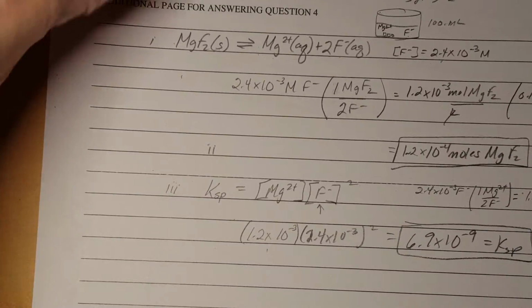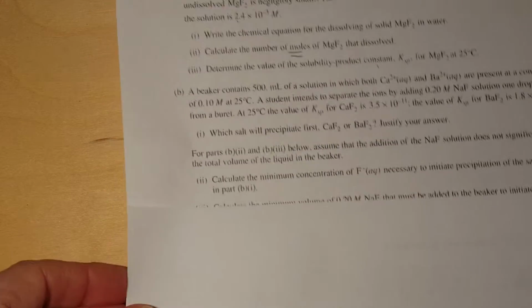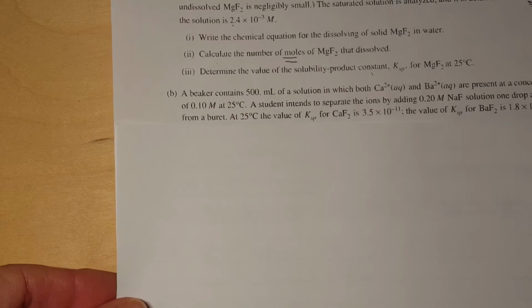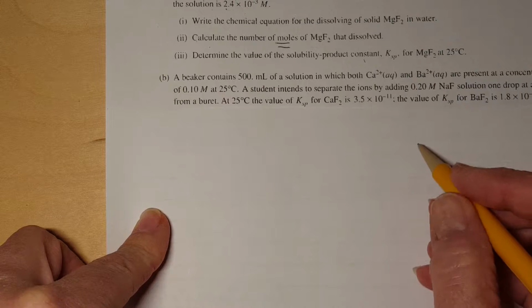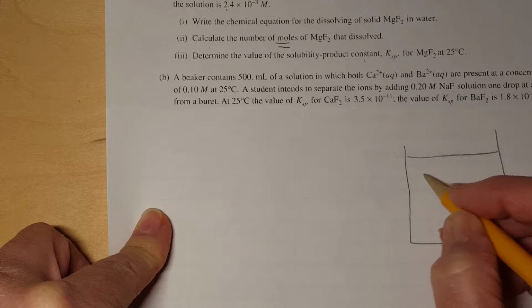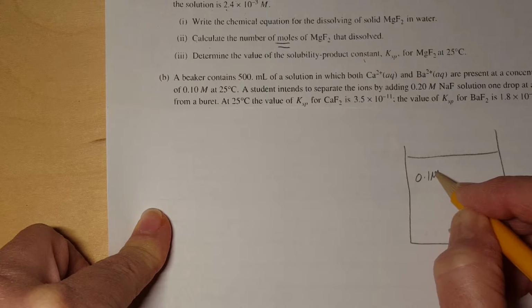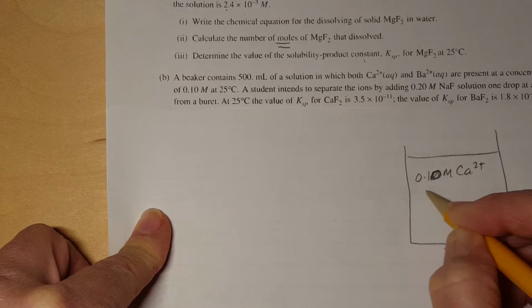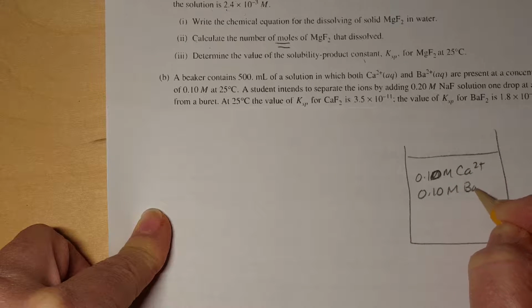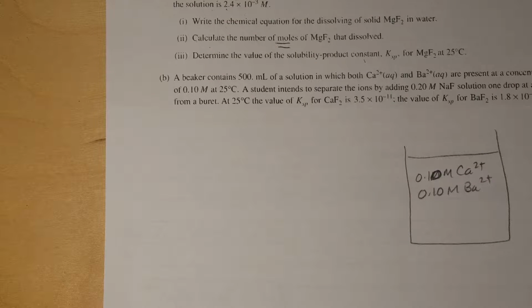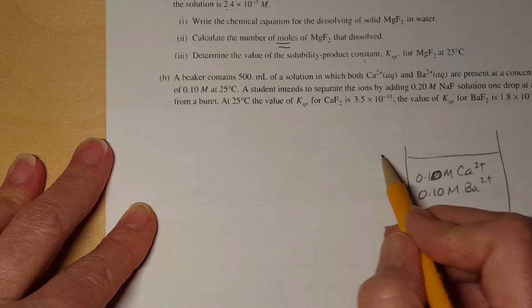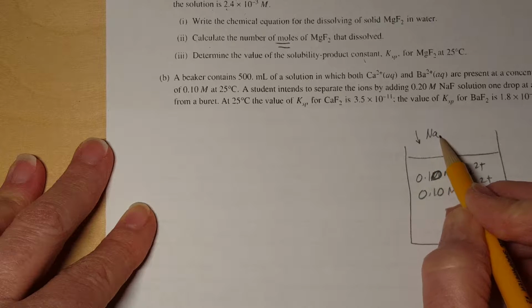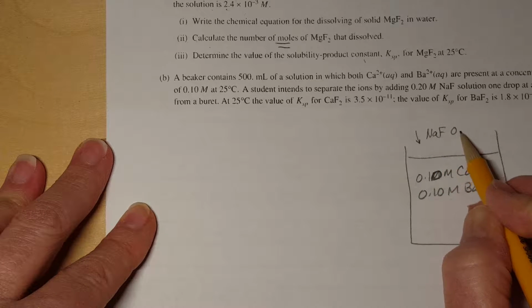Now, the second part of this question, and I think I'll turn it over so that we can see it. It says, part 2, a beaker contains 500 milliliters of a solution with both calcium and barium ions present at a concentration of 0.10 molar. So we have a beaker, and we have 0.10 molar of the calcium, and 0.10 molar of the barium. A student intends to separate the ions by adding 0.20 molar sodium fluoride, 1 drop at a time. So we're going to add into this sodium fluoride 1 drop at a time, and this is 0.20 molar as well.